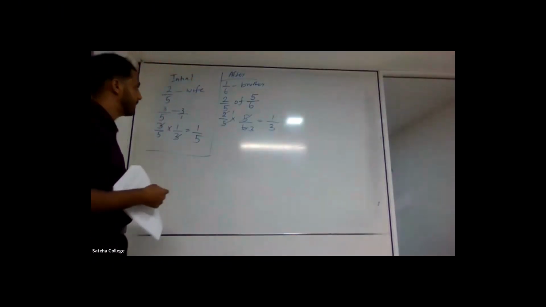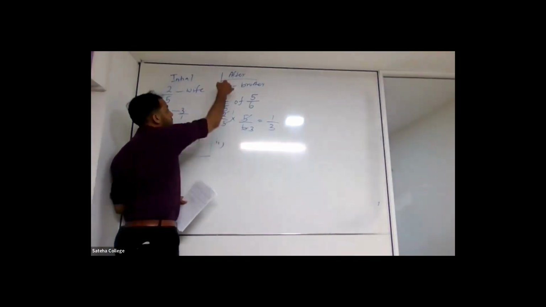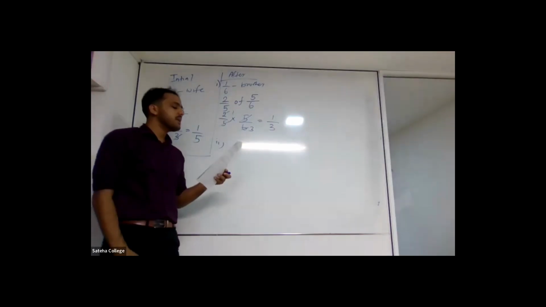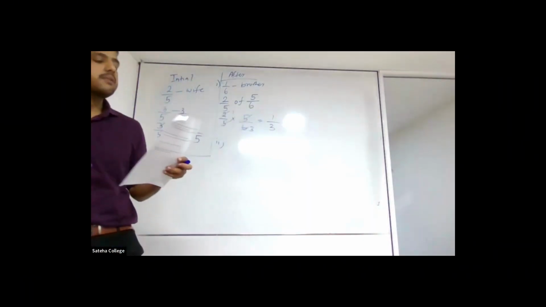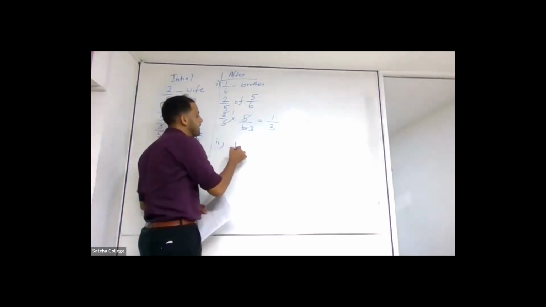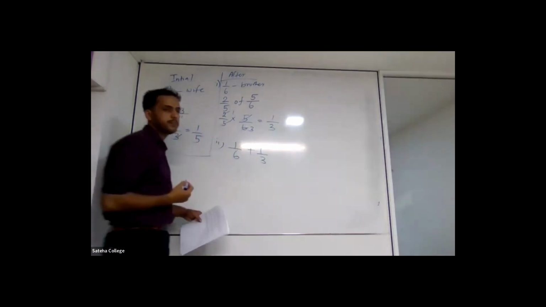Is that clear? Right. Now, that is Roman number 1. Now, Roman number 2: what fraction of the initial amount did he have remaining after giving to his brother and his wife? To his brother, he gave 1 over 6. To his wife, he gave 1 over 3.